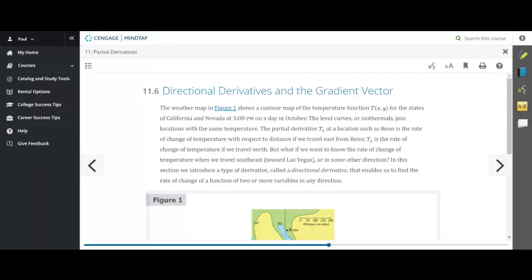Okay, so we're recording. So directional derivatives. What are these directional derivatives? What are they talking about here? All right, let me show you here.